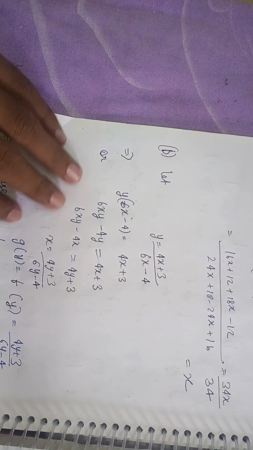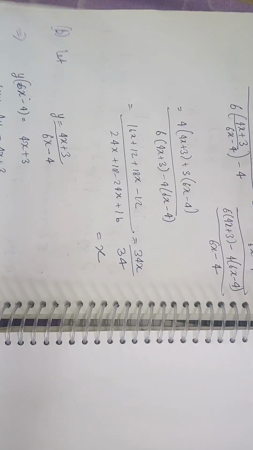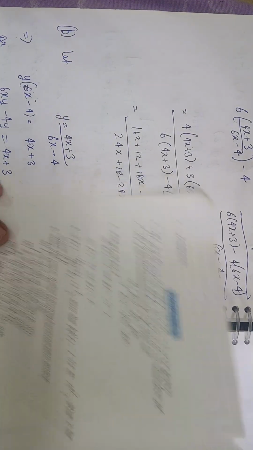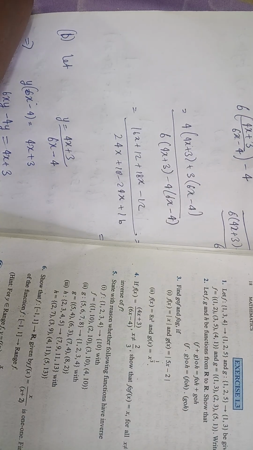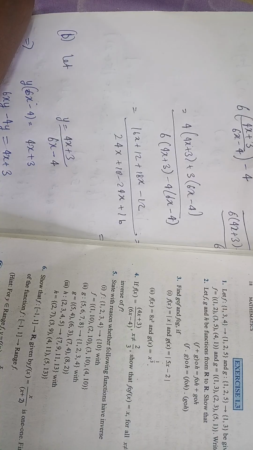Now we are going ahead to solve question number 5. Question number 5 says: state with reason whether the following functions have inverses. First one is f: {1, 2, 3, 4} → {10} with f = {(1, 10), (2, 10), (3, 10), (4, 10)}. Second, g: {5, 6, 7, 8} → {1, 2, 3, 4} with g = {(5, 4), (6, 3), (7, 4), (8, 2)}.